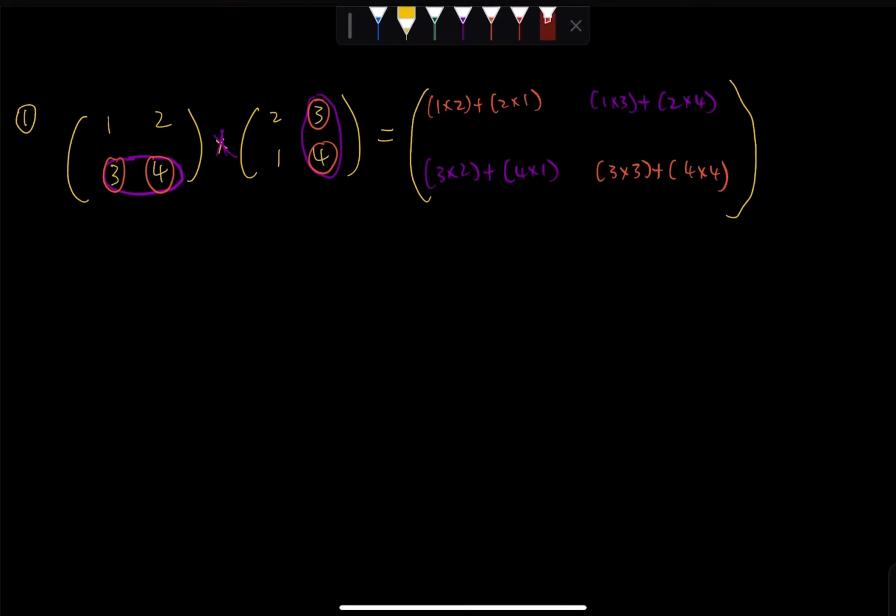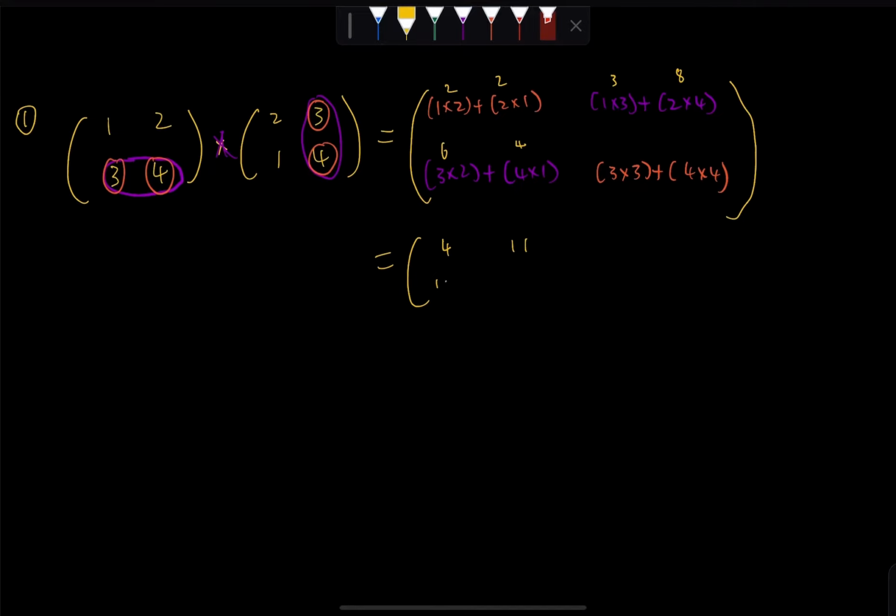And then after that, you just simplify it. 1 times 2 is 2, plus 2 times 1, that's 2. So that's 2 plus 2, that's 4. 1 times 3 is 3, and 2 times 4 is 8. So then 3 plus 8 would be 11. 3 times 2 is 6, 4 times 1 is 4. So then 6 plus 4 gives you 10. 3 times 3 is 9, 4 times 4 is 16. So then 9 plus 16 is 25.